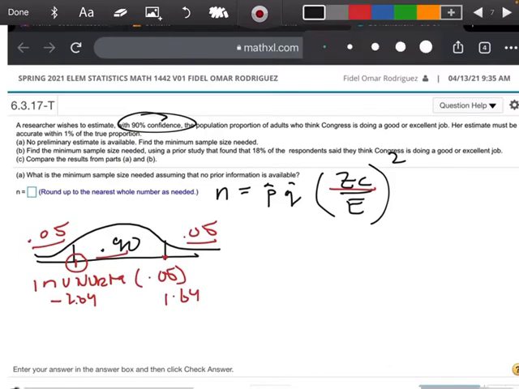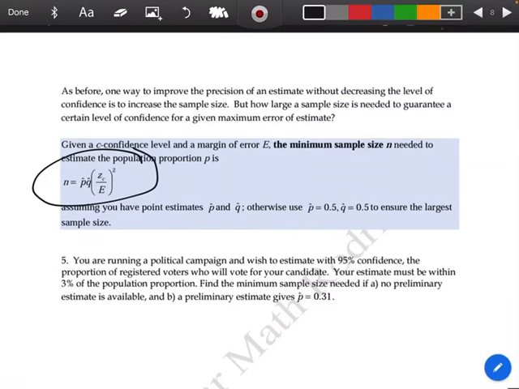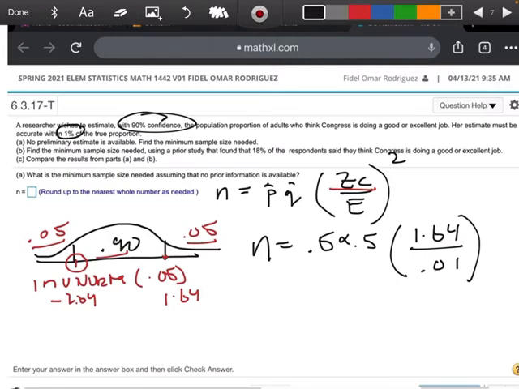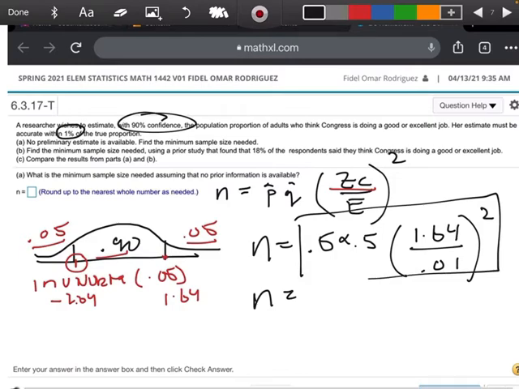All right. So now, for part A, since no preliminary estimate is available, if we don't have point estimates, then these are the values that we use for my p-hat and my q-hat. So I'm going to have 0.5 times another 0.5 times 1.64. Since our error is within 1% of the true proportion, my error is going to be 0.01, and this is squared. So now I'm just going to do this part here on my calculator, and I'm going to type it in exactly as I see it.